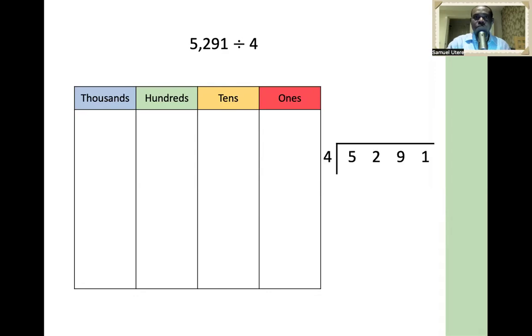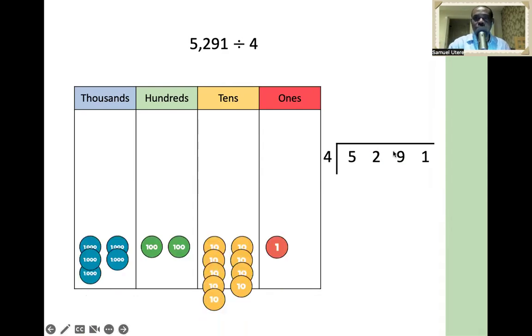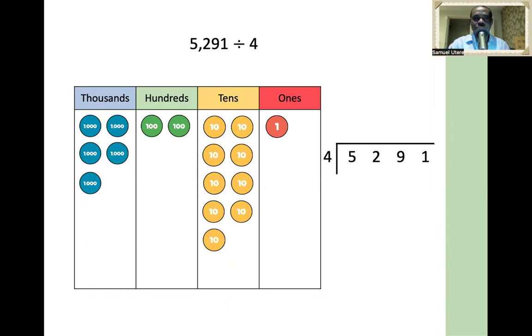So here is this one. If we were to represent this number on a place value chart, we have 5,000s, 200s, 9 tenths, and 1 in the ones column. Now, when we do our division, we're actually looking for the number of groups of 4 that we can get.